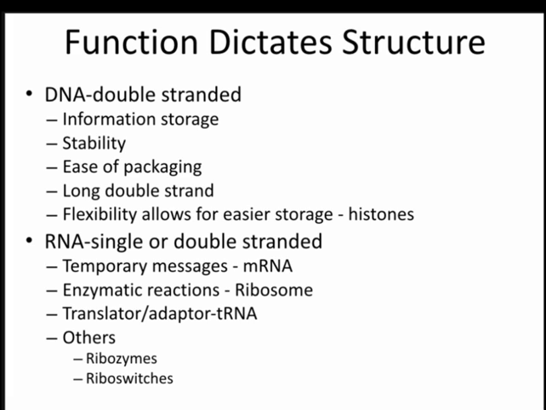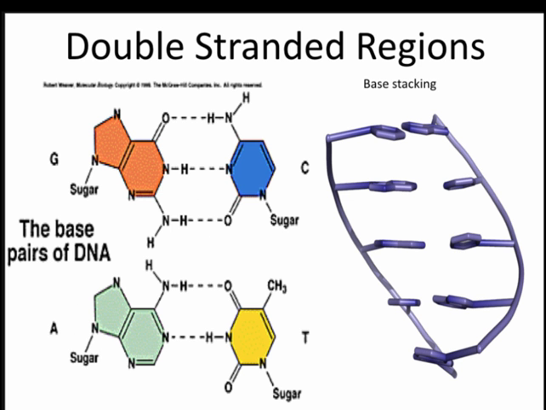Also, DNA is double-stranded. Why? It's a useful way to store information because you can copy the strands. It's more stable. It's easier to package a double strand. And this flexibility of the DNA from the lack of 2' hydroxyls makes it much easier to wrap around histones. RNA is single or double-stranded. It's used in temporary messages like messenger RNA, in enzymatic reactions like the ribosome, and as a translator and adapter in tRNA. So you also have ribosomes and riboswitches, and we'll cover those in another lecture. The DNA has double-stranded reasons.